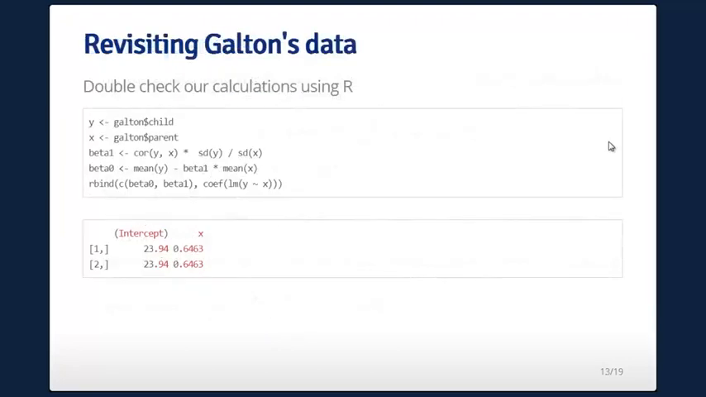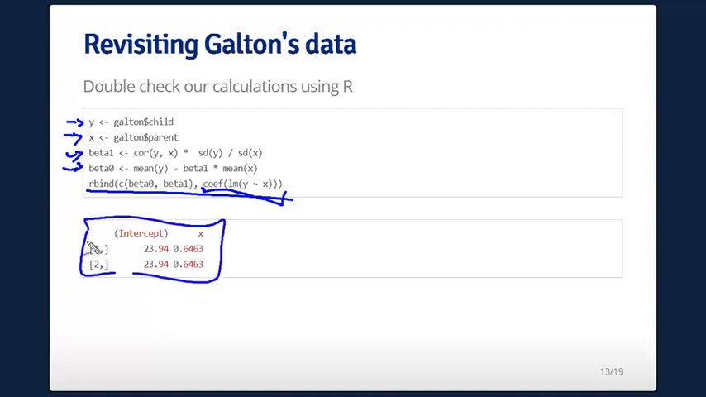Okay, so let's revisit Galton's data. Just to not have to keep typing the dollar signs, I'll define y and x. Then our beta 1 is the correlation of y and x times the standard deviation of y over the standard deviation of x, and our beta naught is mean y minus beta 1 times mean x. Then we can spit those out. Just to double check myself, I'm going to grab the coefficients from the R program lm, which does exactly regression, y tilde x, and you can see that they work out to be the same. So I didn't mess up my math.